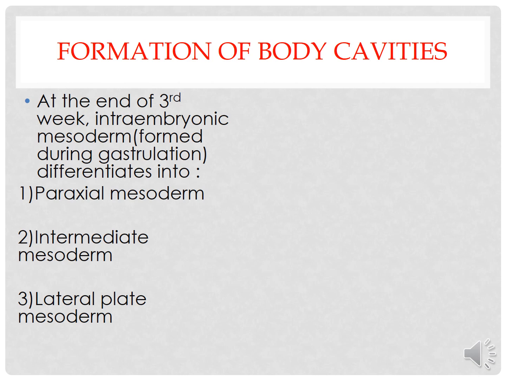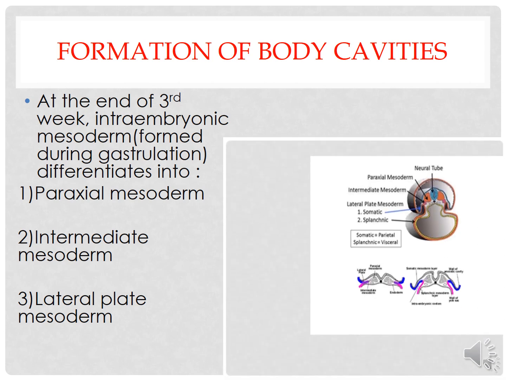From medial to lateral, they are paraxial mesoderm, which will form somites. Then we have intermediate mesoderm, which is in the form of cord. And today's body cavity formation deals with the lateral plate mesoderm, which is the lateral most part of intraembryonic mesoderm. In this diagram, you can see the red color structure on either side of neural tube is the paraxial mesoderm. We can also observe intermediate mesoderm and lateral plate mesoderm.